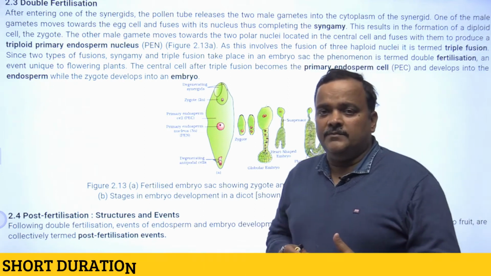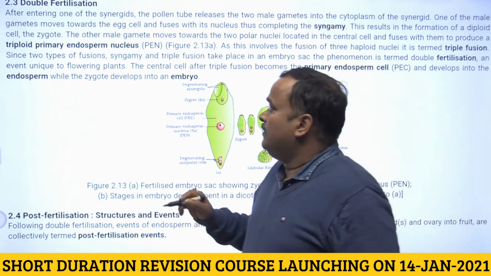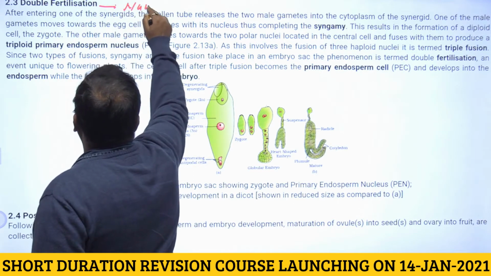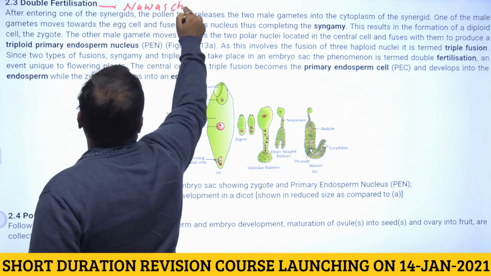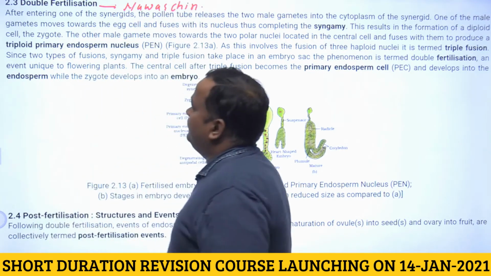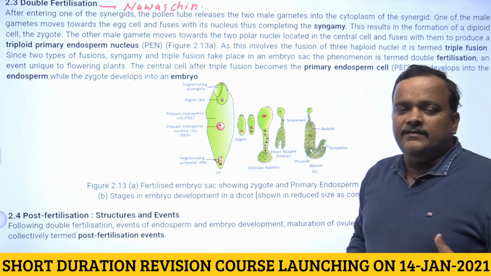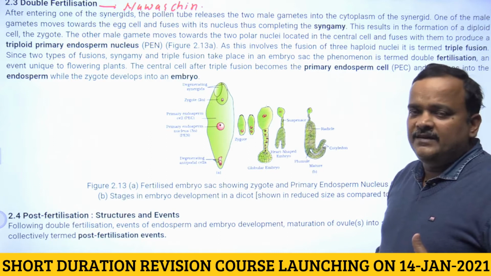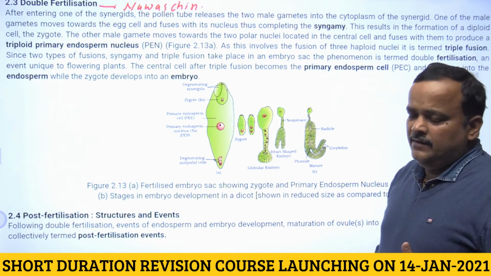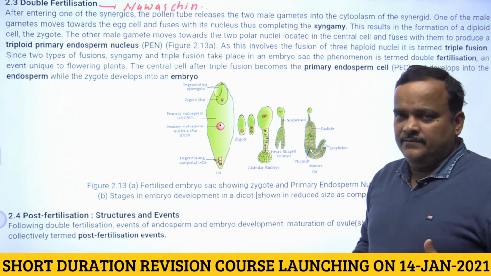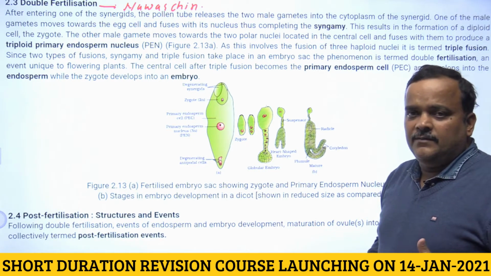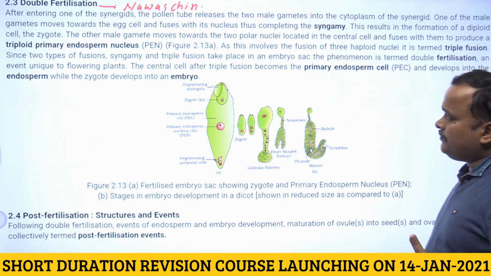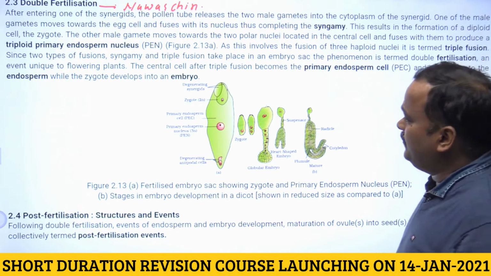Now, the fourth subunit of this chapter is double fertilization. This term double fertilization was coined by Nawaschin. So when the pollen tube enters the embryo sac, what happens? This entry is guided by the filiform apparatus, and one of the synergids will degenerate and serve as a platform for the incoming pollen discharge.